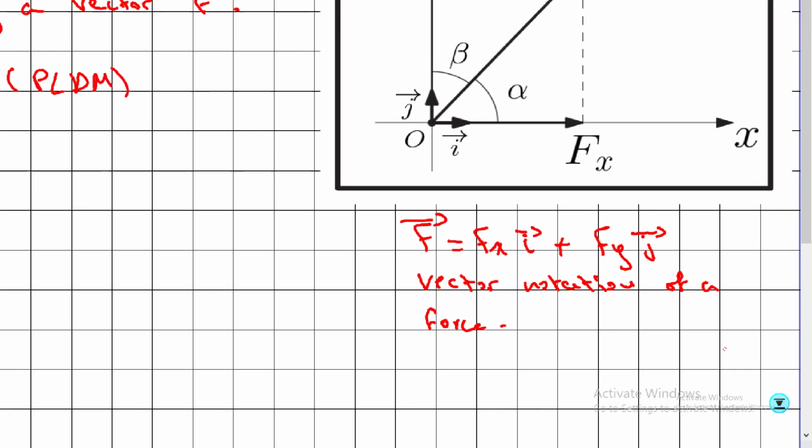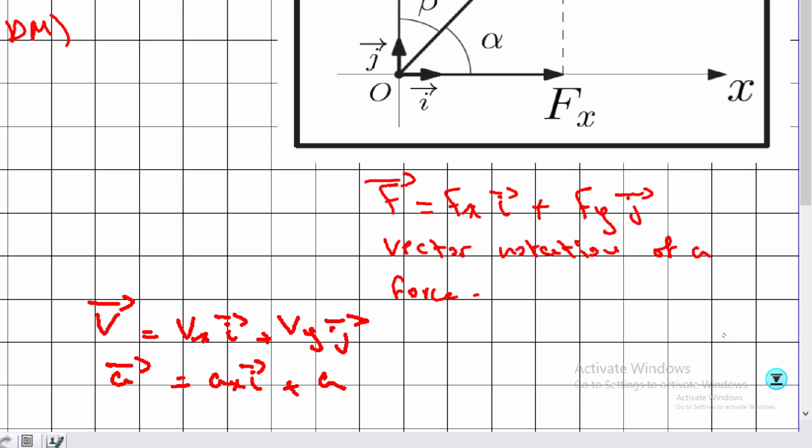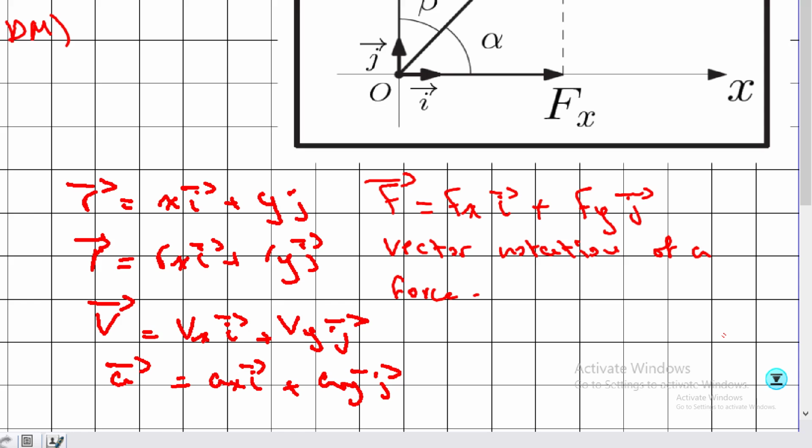And this holds for any vector, not only for the force vector. For example, the velocity can be given as Vx i plus Vy j. The acceleration vector can be given as Ax i plus Ay j. The position vector R is given by Rx i plus Ry j, but usually this vector is denoted by R equal to x i plus y j for short.